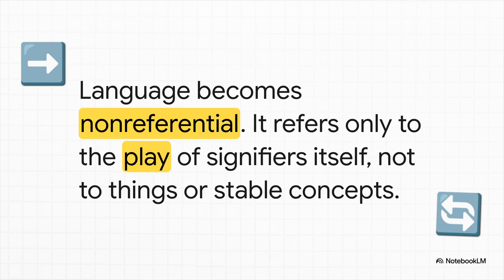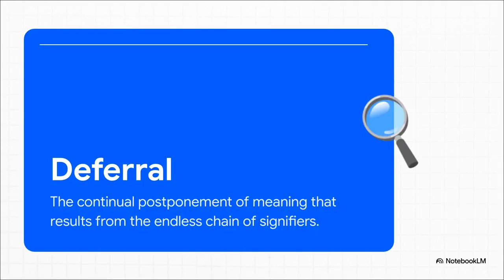And here's the massive takeaway from that. Language becomes non-referential. It stops pointing to some stable reality or fixed idea out there. Instead, language only ever refers back to itself. It's just an endless game of signifiers pointing to other signifiers. And there's a name for this constant postponement, this idea that you never quite get there. It's called the deferral of meaning. Every time you think you've grabbed onto a meaning, it just slips away and points you to the next word in the chain. We're always chasing meaning, but we can never, ever pin it down for good.